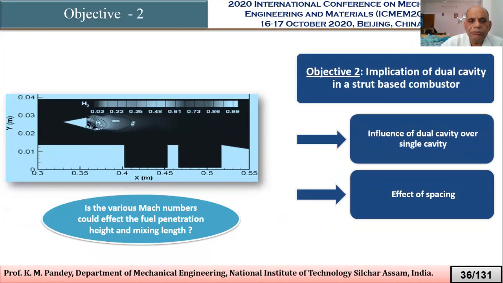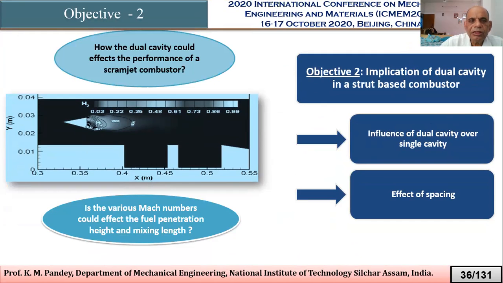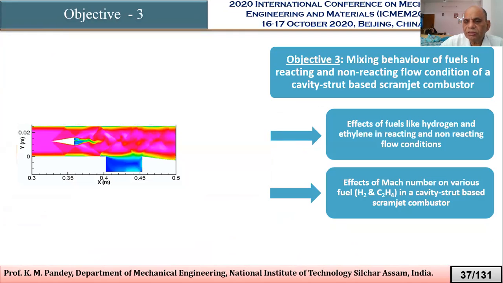So about objective two, I will say that the influence of dual cavity over single cavity and effect of spacing is also discussed. Then how the dual cavity could affect the performance of a scramjet combustor. And objective three, effects of fuels like hydrogen and ethylene in reacting and non-reacting flow conditions. Effect of Mach number on various fuels in a cavity based scramjet combustor. These are discussed.